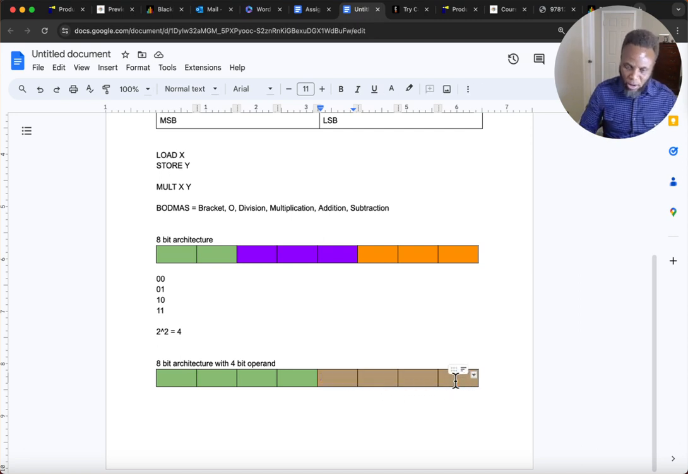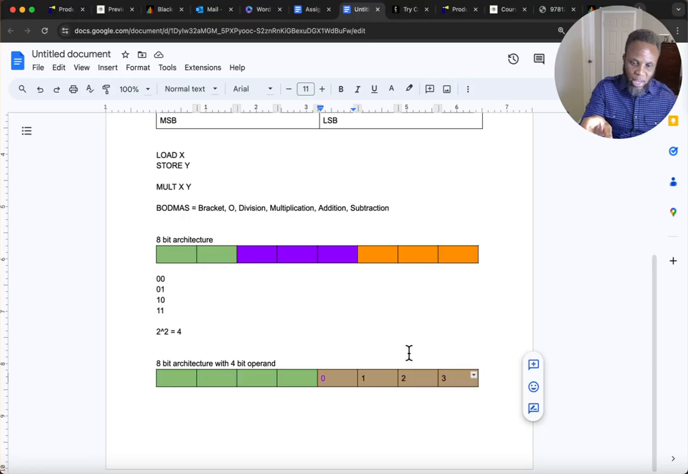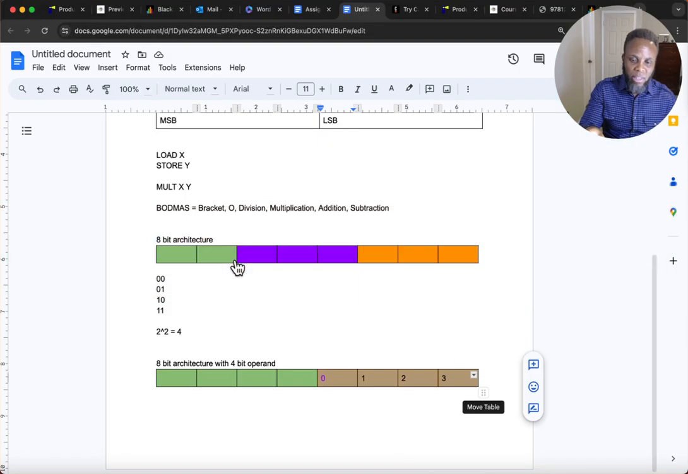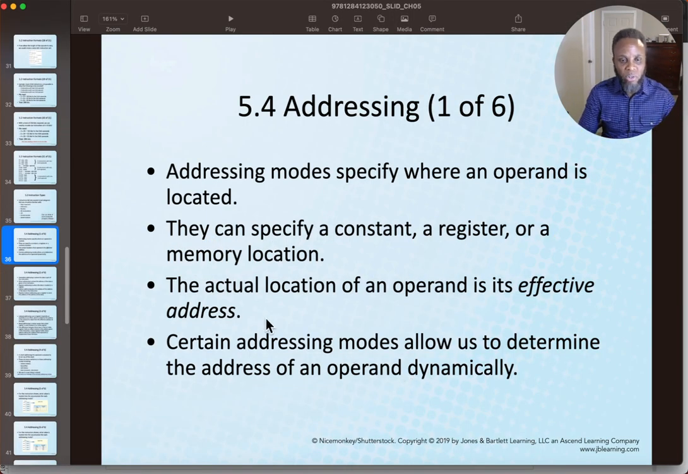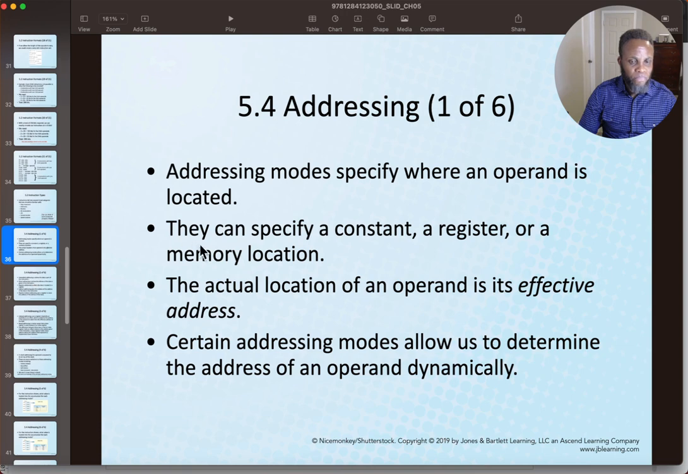Let's say the numbers here were 0, 1, 2, and 3. The computer would interpret these numbers based on the addressing mode that comes with the instruction set architecture. Constant literally means that what the computer sees is what it is. Register means that the number you see here is a register address. Memory location means that this number is a memory location, and so on. Those are the addressing modes the computer uses to determine how to retrieve the data.